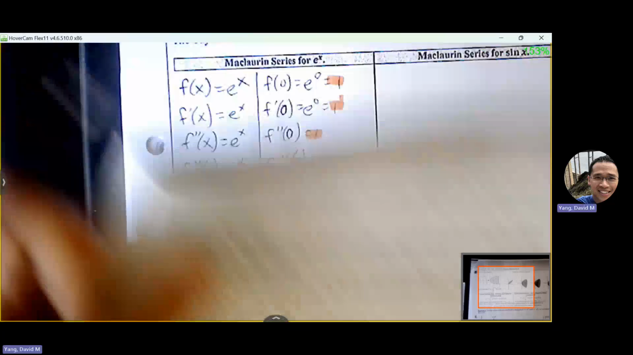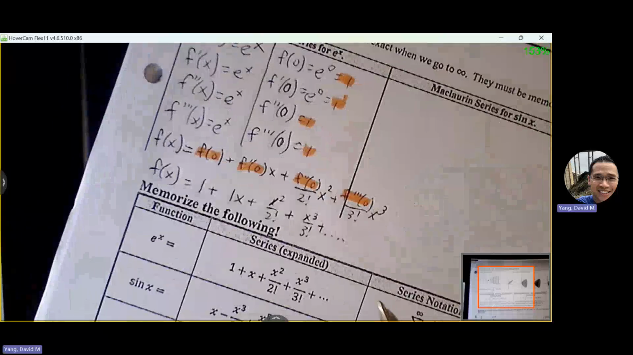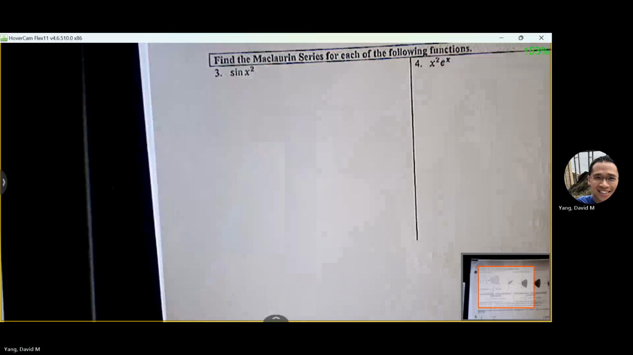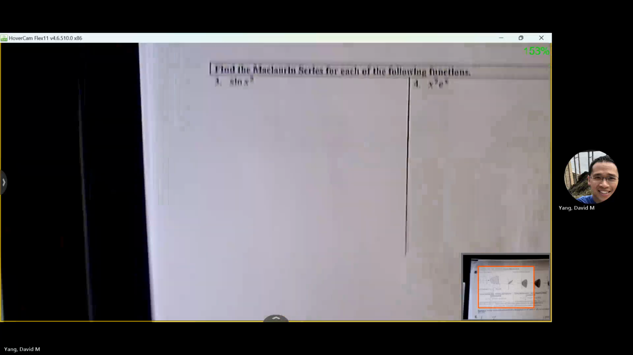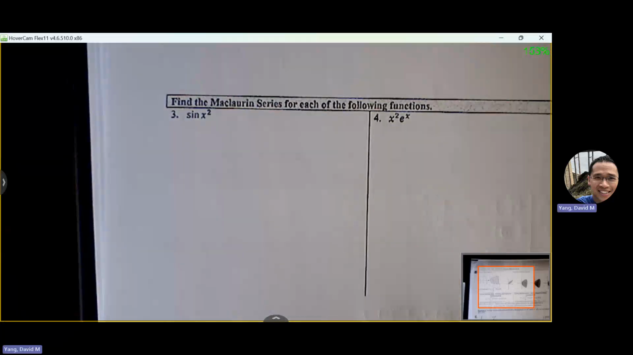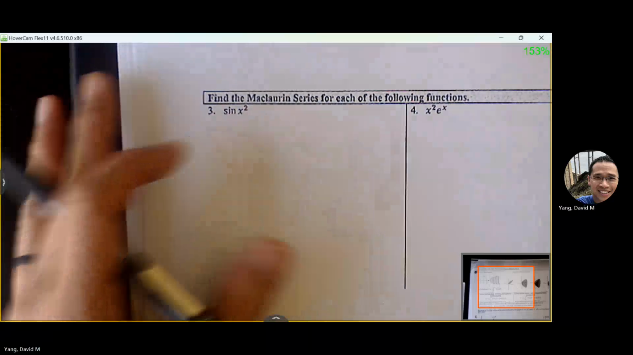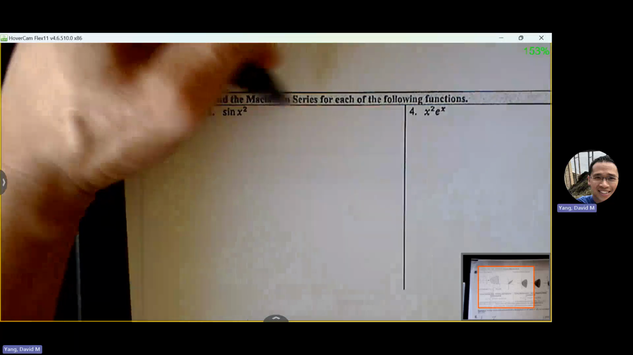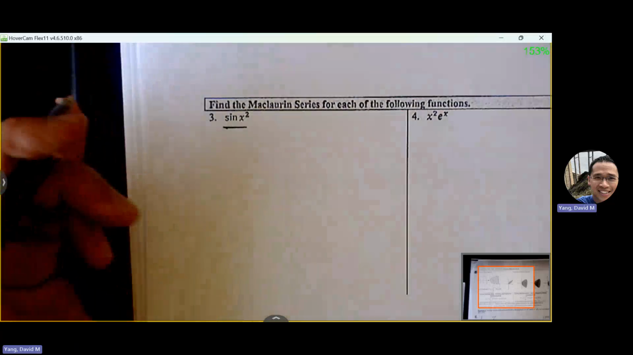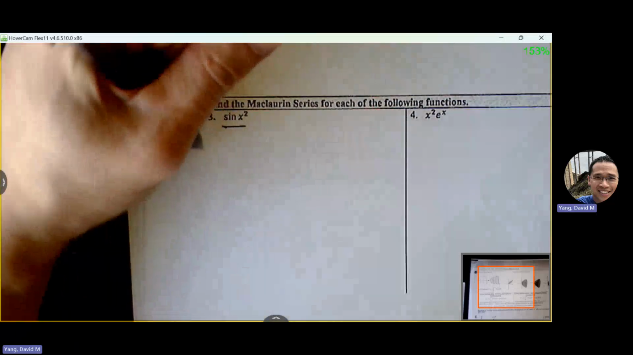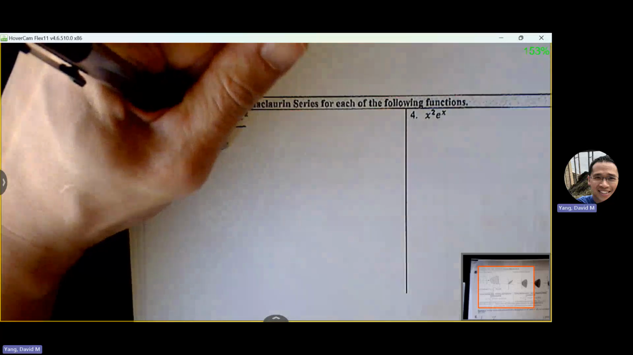All right, let's go back to our notes, page 22. Let's go to page 22, number 3. We're going to be building our Maclaurin series from the foundational ones that we've already built. So if I want to find the Maclaurin series for each of the following functions, I first want to build my parent. Let's build our parent function first.